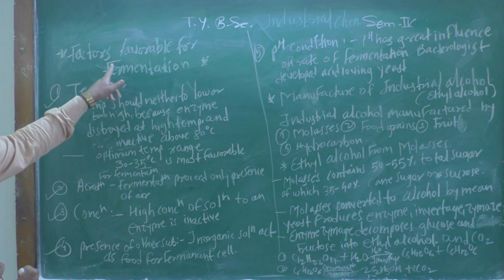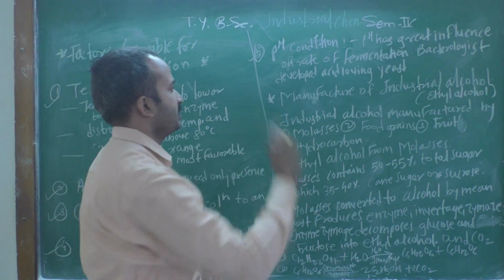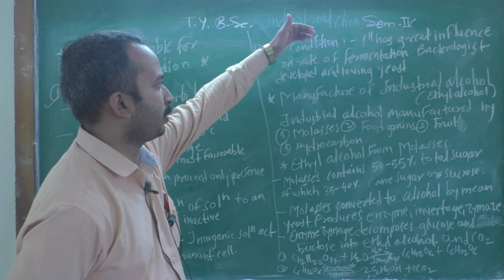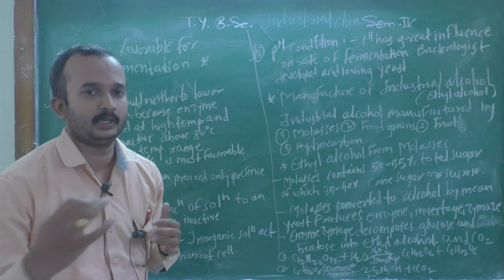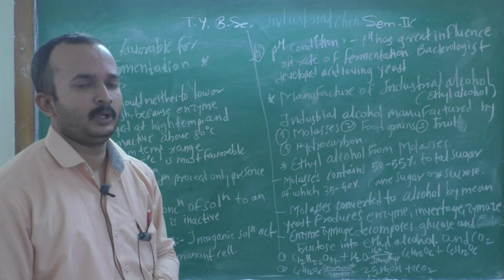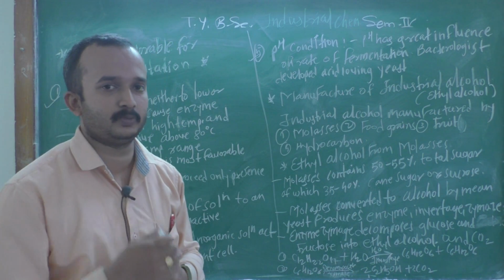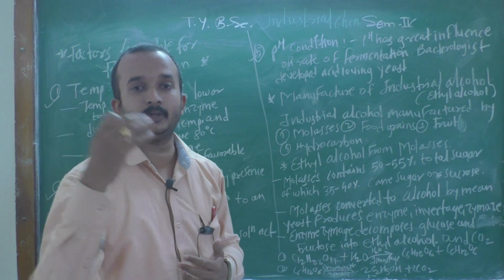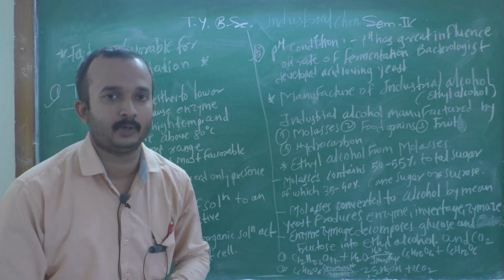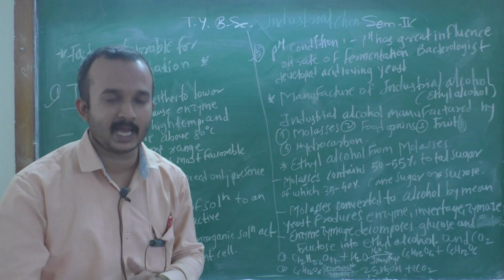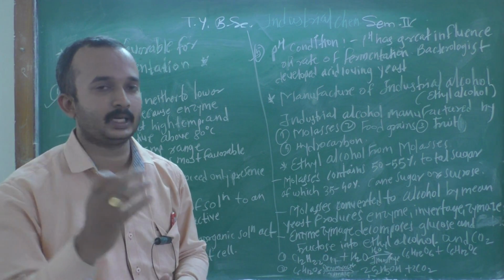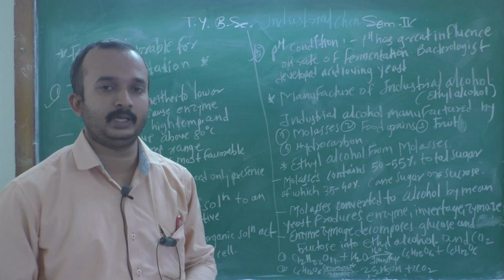So this is the fourth factor favorable for fermentation. Then the fifth is pH condition. The pH has a great influence on the rate of fermentation. Therefore, you have to maintain the optimum pH range in the fermentation process, and then your rate of fermentation is maximum.